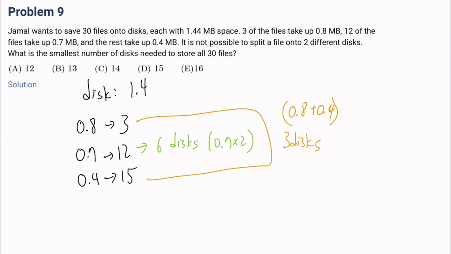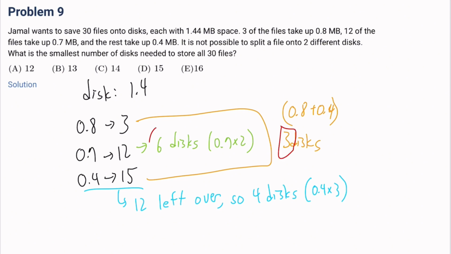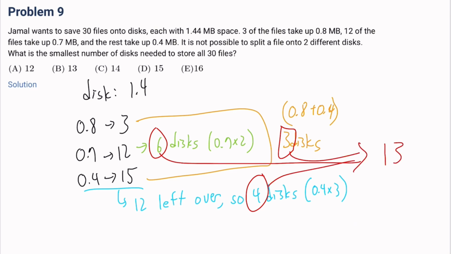Three disks, and so if we take away 3 disks from 15, then that will mean that 12 are left over, right? So we have 4 times 3 is 12. So we have 4 disks with 3 files each, and so that would make 12 files, right? So in total we have 3 and 6 and 4 disks, and so they add up to 13 disks, and 13 disks is the answer.